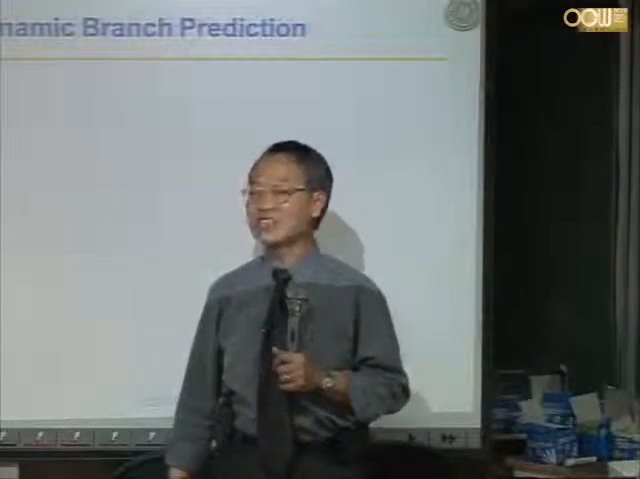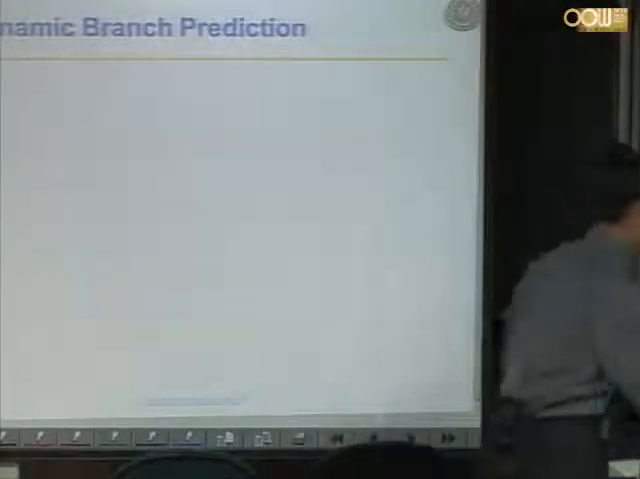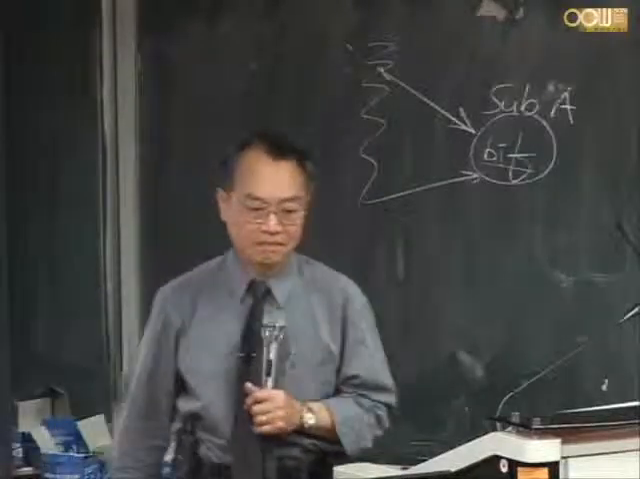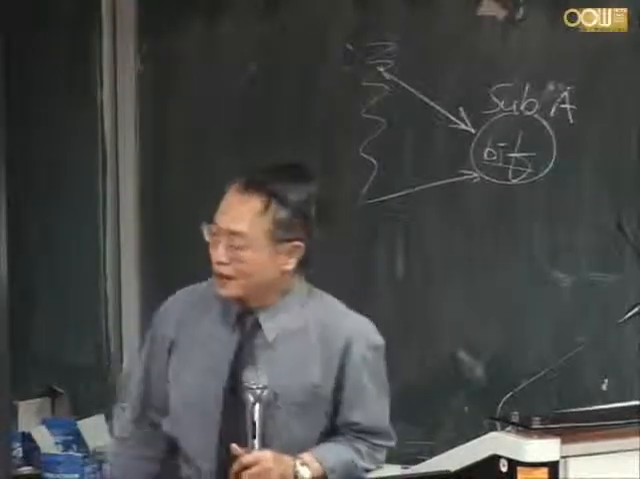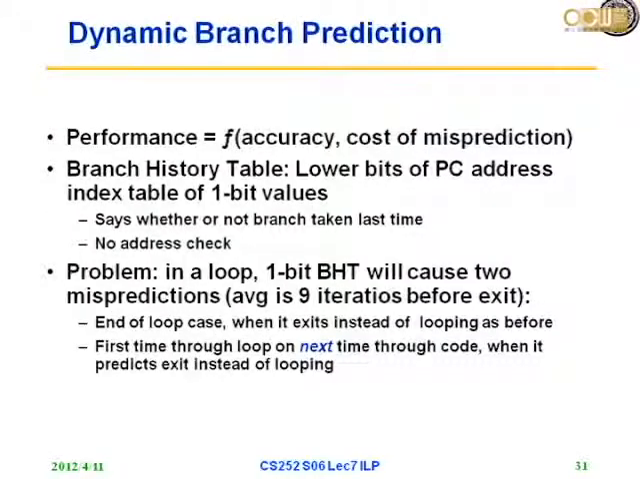Right? Difficult. But dynamically, it's much easier and more accurate. So that's why we will focus on dynamic branch prediction. Let's continue on. So we know performance is equal to a function of accuracy plus cost of misprediction.